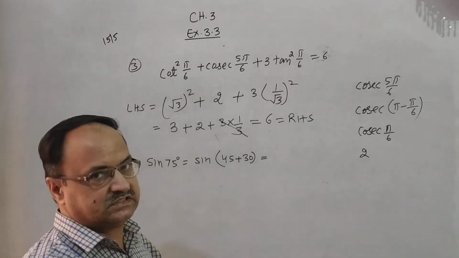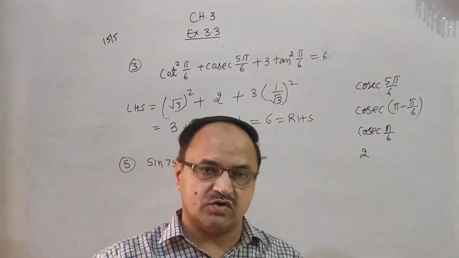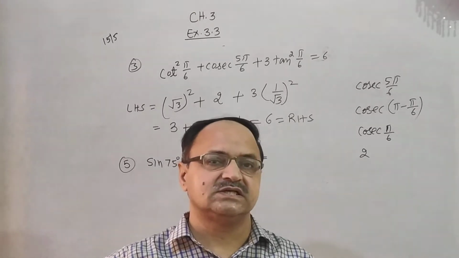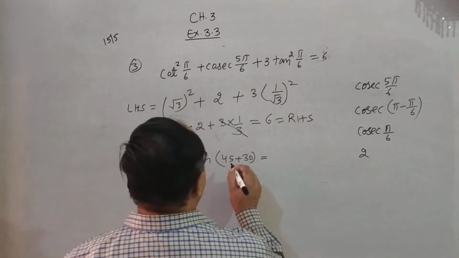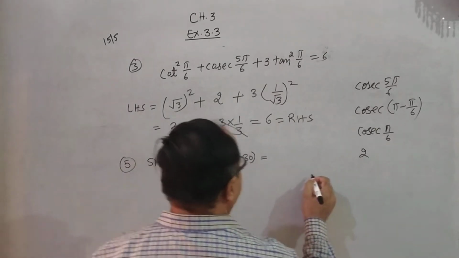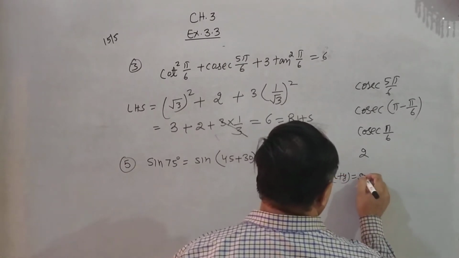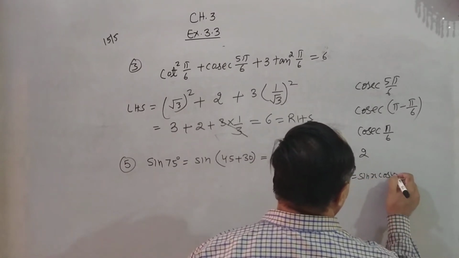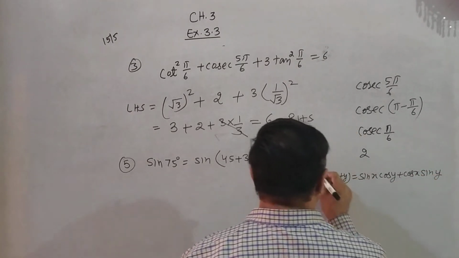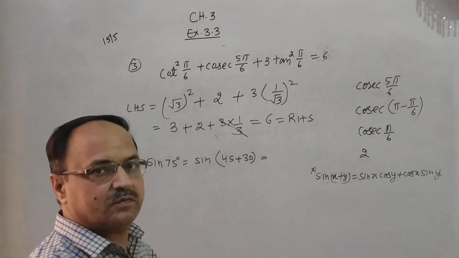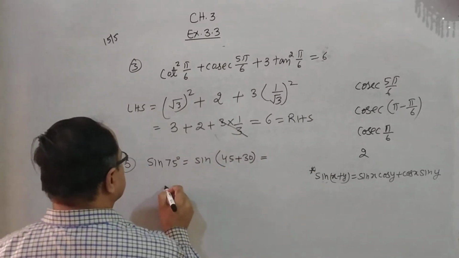45 plus 30, because we know the values for 0, 30, 45, 60, and 90 degrees. In that form we want to break it. Now apply the formula sin(x plus y). You know very well the formula: sin(x plus y) is sin x cos y plus cos x sin y. This is the formula. Apply this formula in this question.